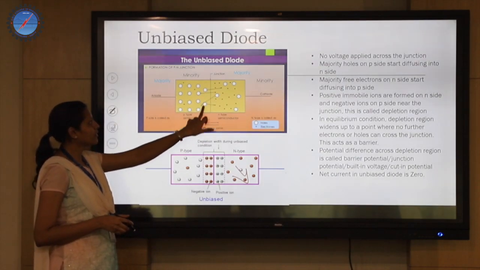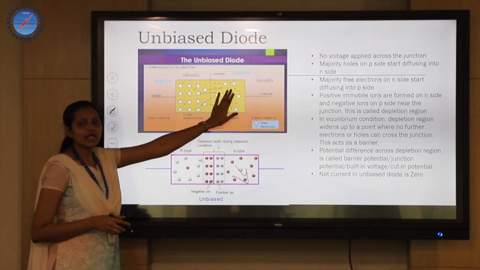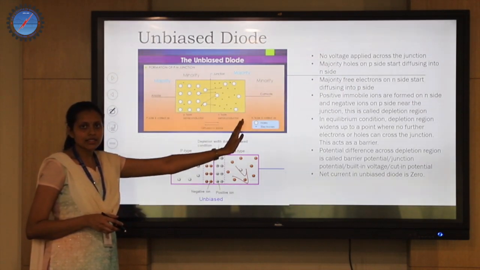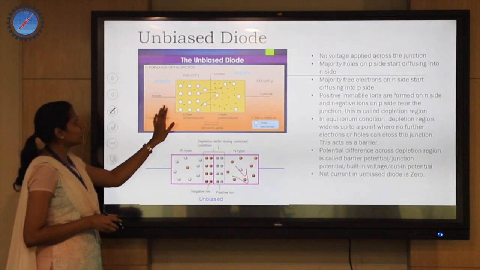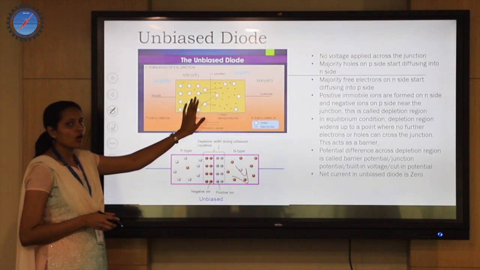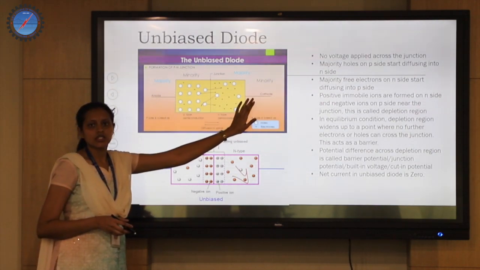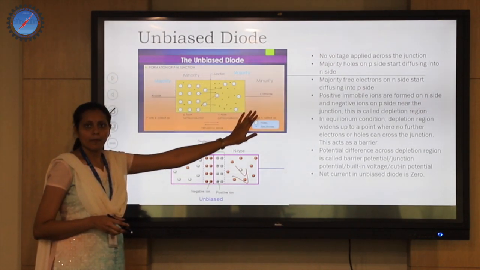And in between, what we have is the junction. This is the P side and this is the N side. And on either side, we provide the metal contacts and terminals. So the terminal which is attached to the P side or P type of semiconductor is called as anode, and the terminal which is attached to the N type of semiconductor is called as a cathode.